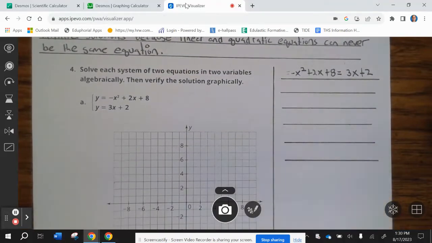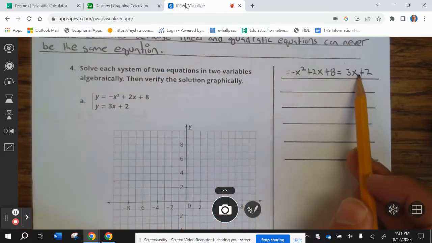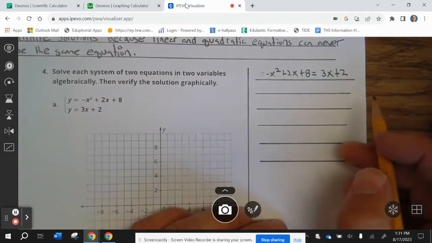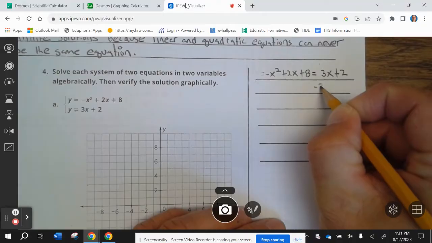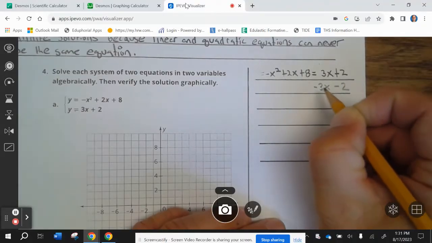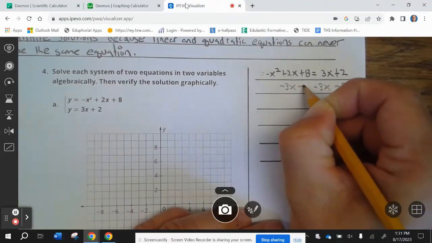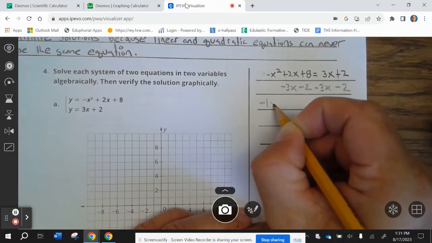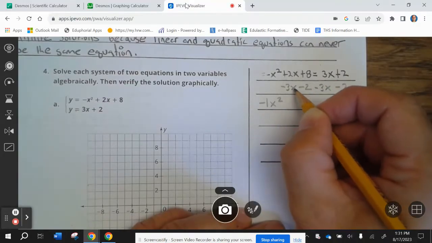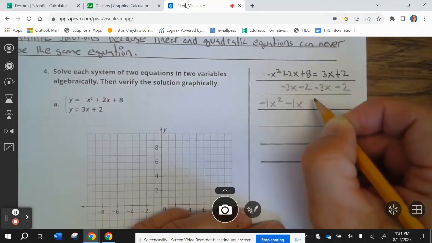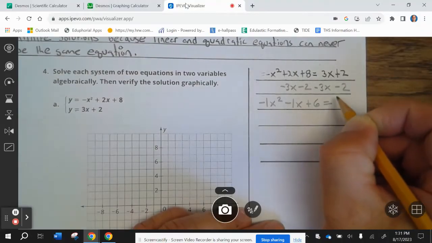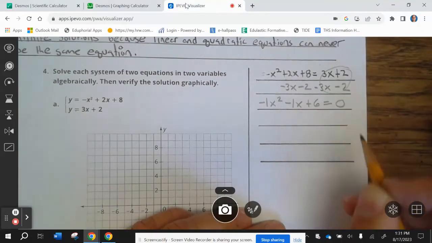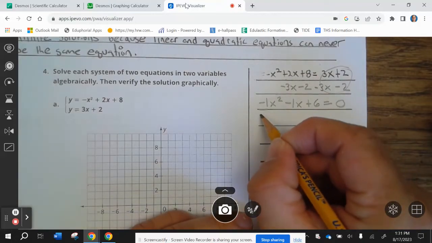All right, number 4. Solve each system of two equations in two variables algebraically, then verify the solution graphically. Now, you'll see here that since they're both equal to y, we can set them equal to each other. Okay, so now we're going to solve. We're going to subtract 3x, and we're going to subtract 2 from both sides. So you get negative 1x squared. 2x minus 3x is minus 1x. 8 minus 2 is plus 6 equals 0. Now, we're going to divide everything by negative 1.